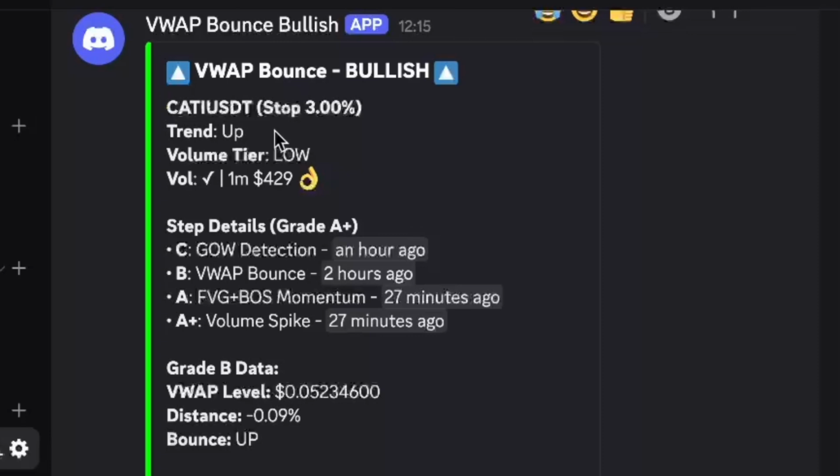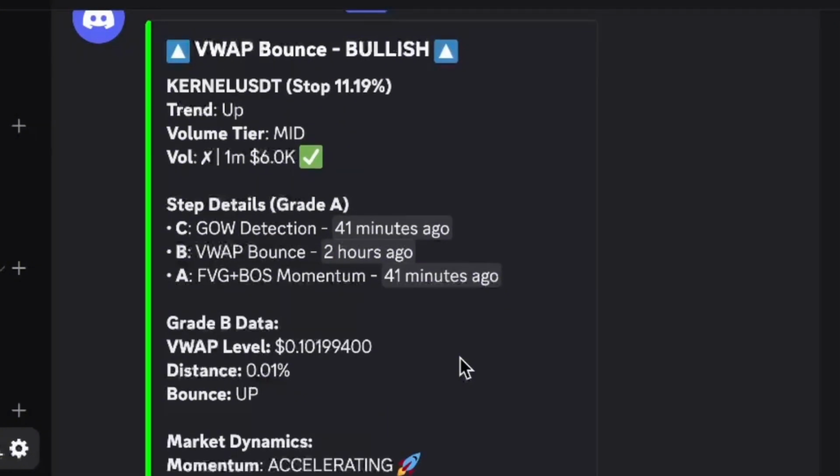Next, we have the coin name and a recommended stop loss. CATI USDT stop loss recommended at 3%. You see here in Kernel USDT a stop loss recommended at 11.19%. The stop loss is volatility based. Always validate against order block levels and liquidity zones before placing. But this is the recommended stop.